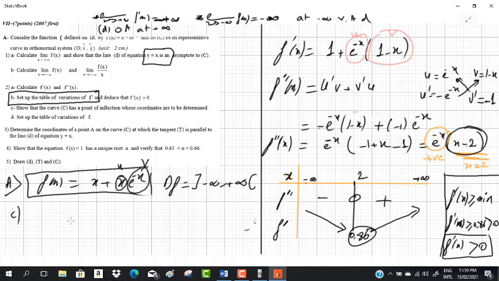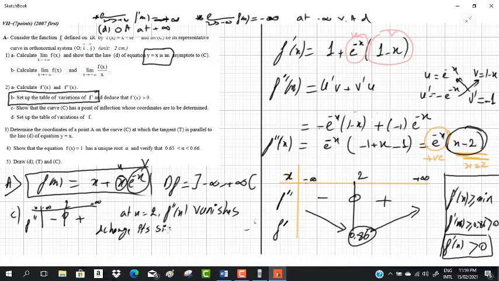For x varying from minus infinity to plus infinity, f double prime vanishes at x equal to 2 and changes its sign. So the point I of abscissa 2 and ordinate f of 2 is an inflection point.